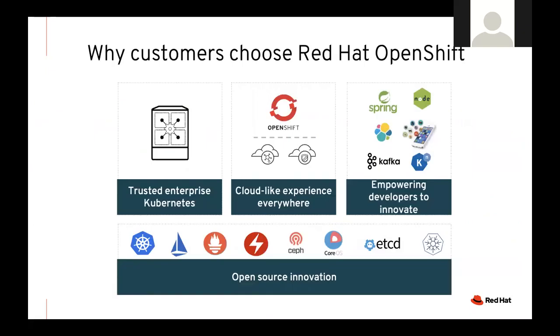Finally, why do customers choose Red Hat for OpenShift? Basically three main reasons. Number one, it's the most trusted enterprise Kubernetes platform in the industry. It's tested, it's proven, and it includes a host of capabilities on top of Kubernetes itself to give you the enterprise experience. And definitely, Red Hat comes from Linux, so we have Linux integrated, the most secure, most certified platform. Second, it gives you the cloud-like experience everywhere. It's available on all major public clouds.